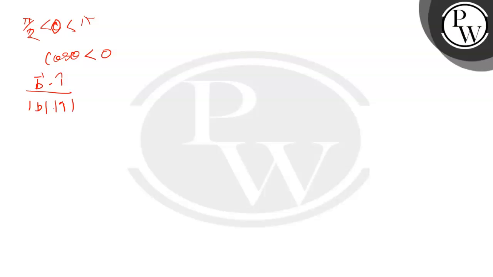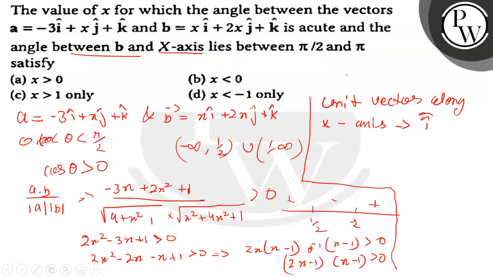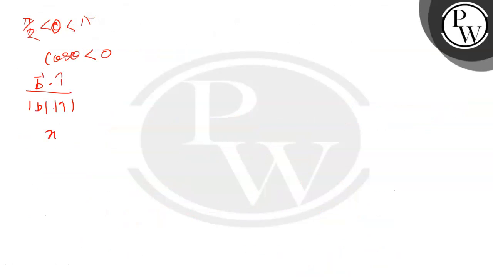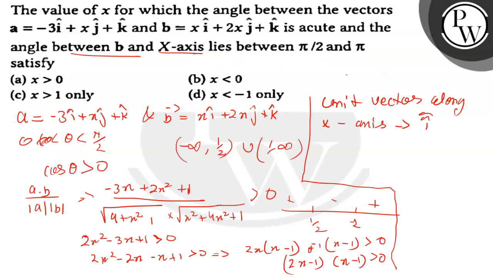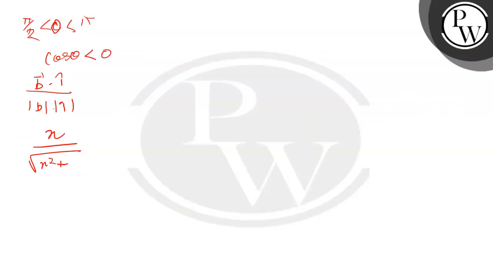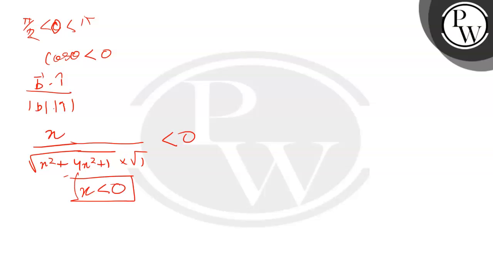Now b dot i: we have i cap only, so in b vector, the i component only will be multiplied, which is going to be x. So here x divided by root of x square plus 2x square plus 1, which is equal to 4x square plus 1, into 1, is smaller than 0. This is always greater than 0. Now this is always positive, so from here we get that x should be smaller than 0, and condition number 2 is this.